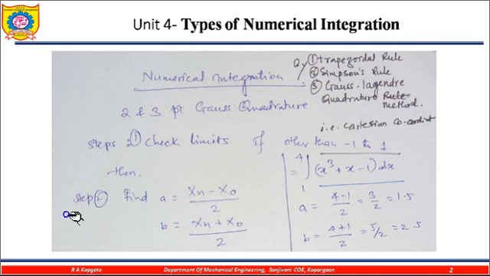So in step number 1 or 2, first of all find a and b. What are a and b? That is from the limits: a is equal to (xn minus x0) divided by 2, and b is equal to (xn plus x0) upon 2. Here xn is the upper limit and x0 is the lower limit.